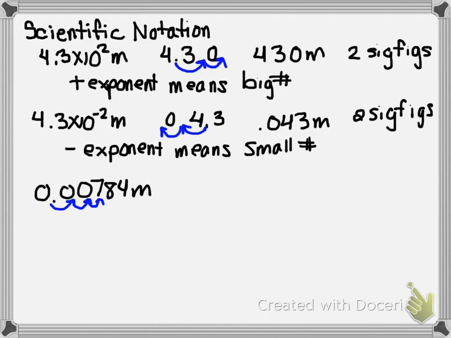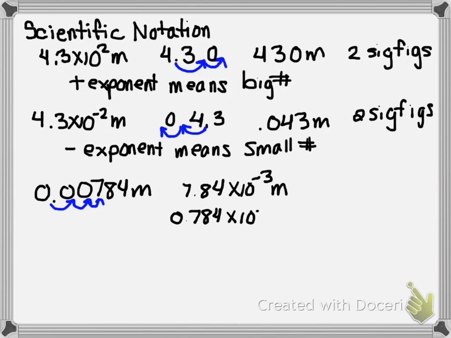If we have something like 0.00784 meters, you still have to move the decimal until, the rule is, until there is 1 non-zero digit to the left of the decimal. So in this direction, we're going from a decimal number to scientific notation. Move the decimal until there is 1 non-zero digit to the left of the decimal. So 7 is your non-zero digit to the left of the decimal. Then write what you have left. The zeros drop away. 7.84 times 10 to the negative 3 meters.